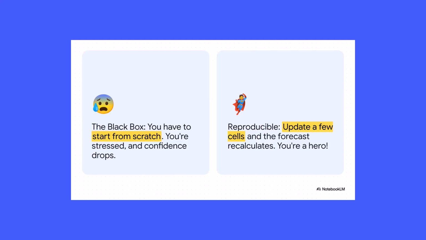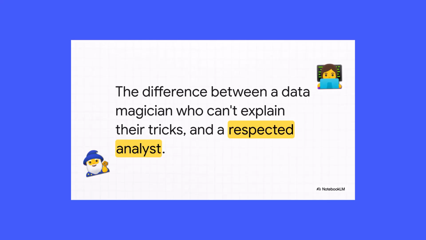You're stressed out and your boss's confidence in you just takes a nosedive. But if your workbook is reproducible, you just pop in a few new numbers, the whole thing recalculates on its own, and boom, you're a hero. You delivered in like 5 minutes. And that's really the choice you're making every time you build a spreadsheet.